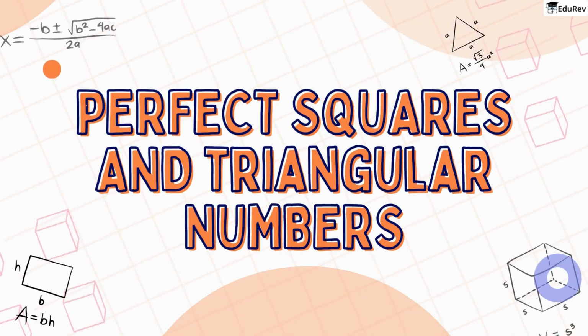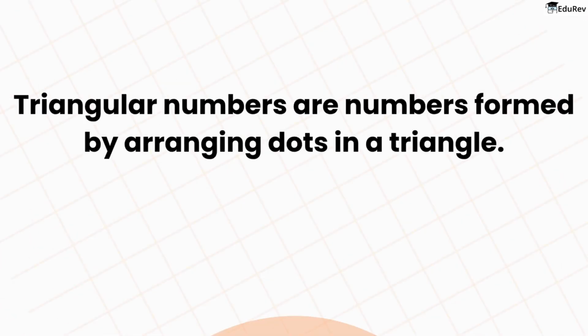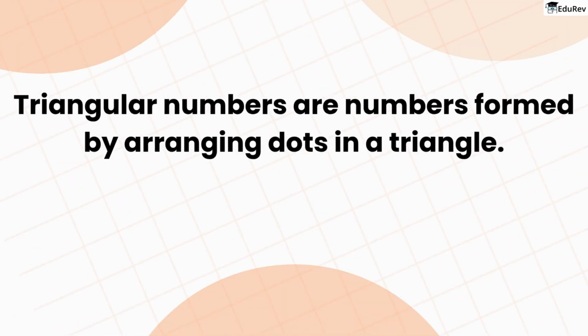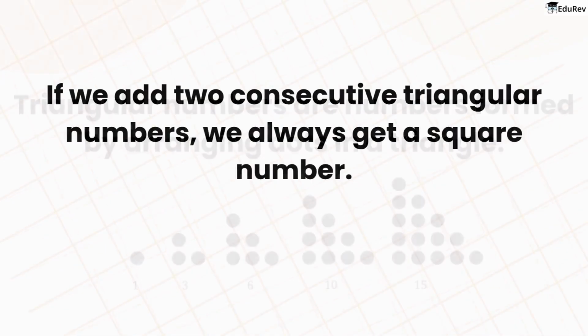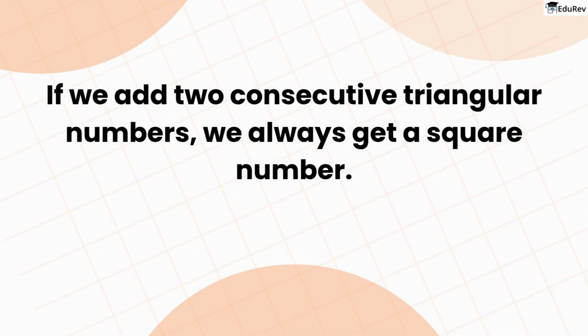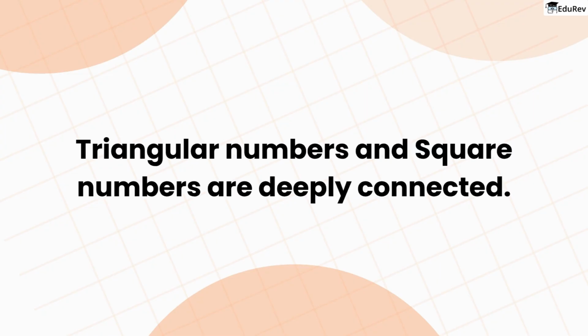Now, let's connect perfect squares with another fascinating sequence: triangular numbers. Triangular numbers are numbers formed by arranging dots in a triangle, like 1, 3, 6, 10, 15. Here's a special property. If we add two consecutive triangular numbers, we always get a square number. 1 plus 3 equals 4, and that's 2 squared. 3 plus 6 equals 9, and that's 3 squared. 6 plus 10 equals 16, and that's 4 squared. This shows us something amazing. Triangular numbers and square numbers are deeply connected.